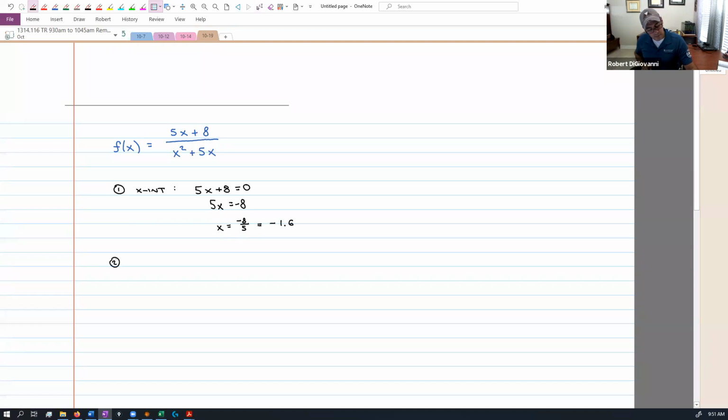All right, second step, find my vertical asymptotes, if I have any. For that, I set the denominator equal to 0. I pull a GCF out, they both have an x. And I set both of these equal to 0. I get one answer is 0. The other one is -5. Move the 5 to the other side.